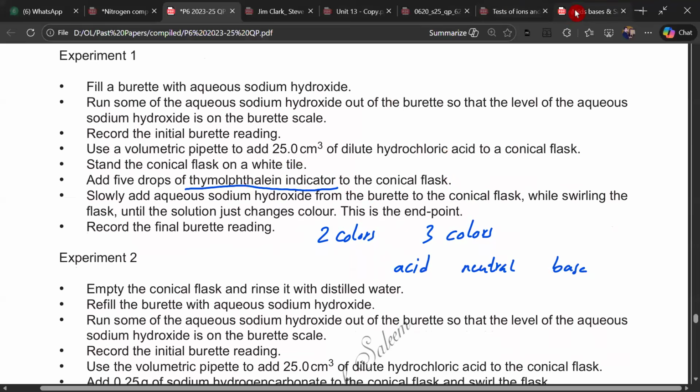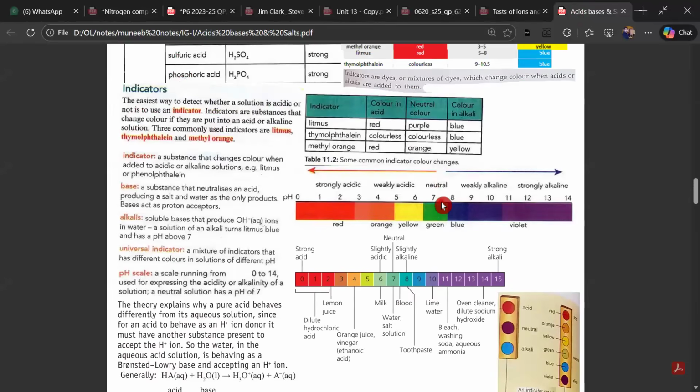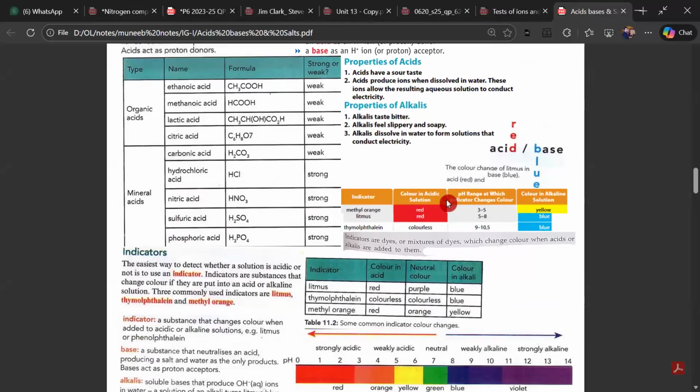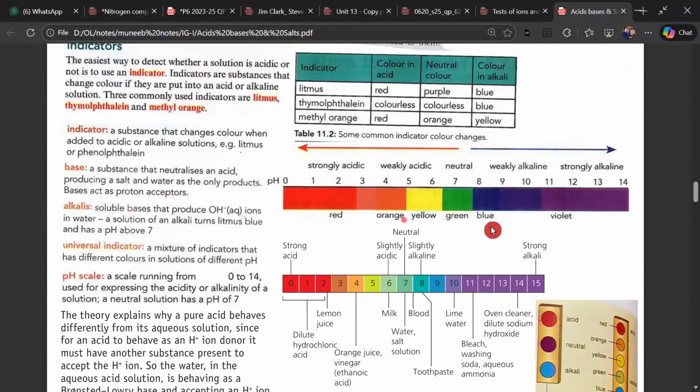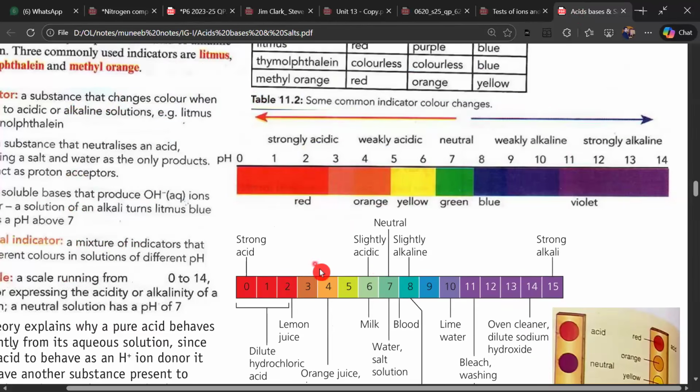how does it work? If we look at the literature, which we already covered before from my notes, you can remember that this is a picture of the universal indicator. It has a range of colors, multiple colors for different pH values. You cannot actually tell the actual endpoint from these different colors. It can keep varying. There is no sharp endpoint.